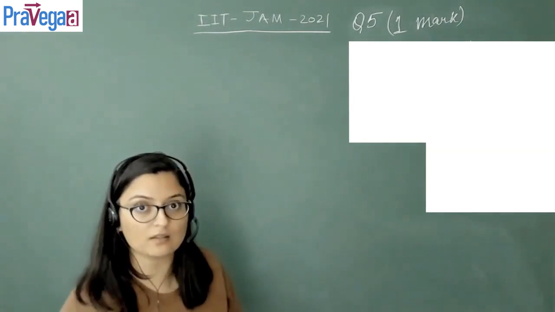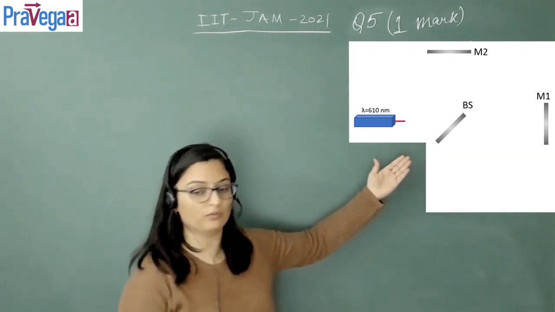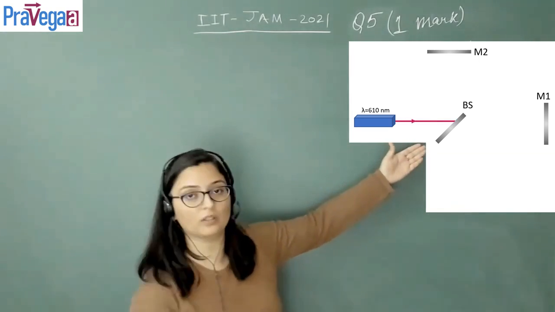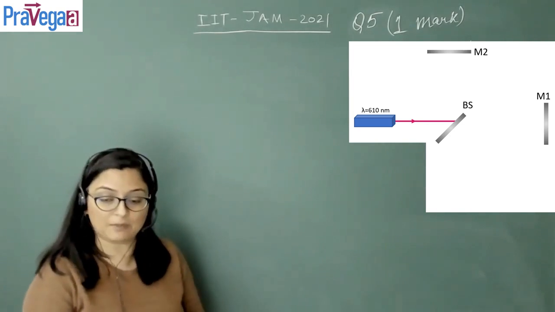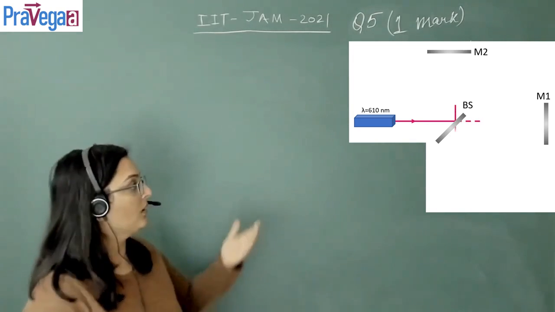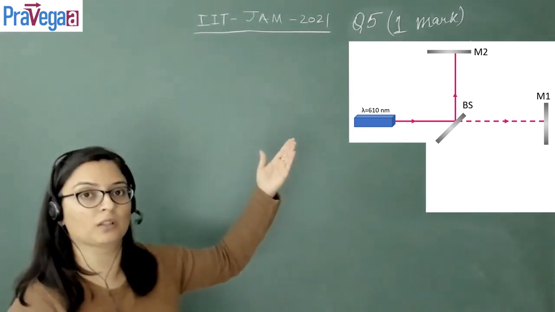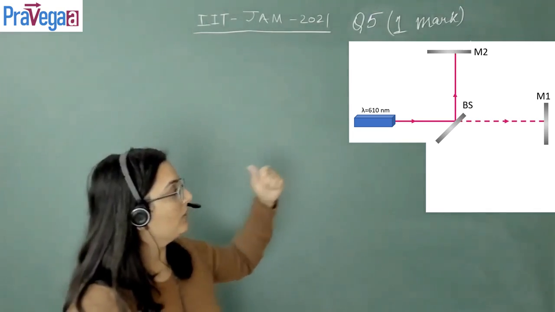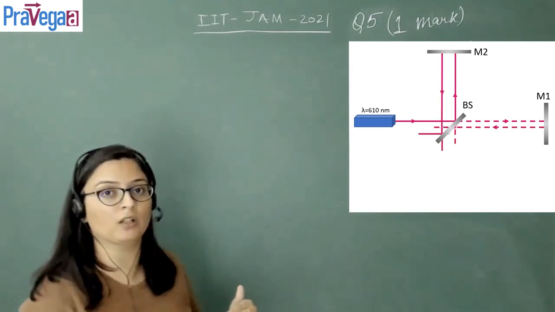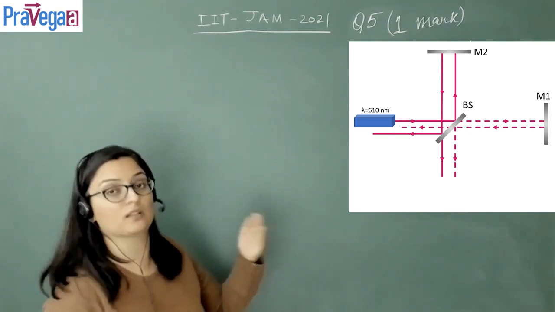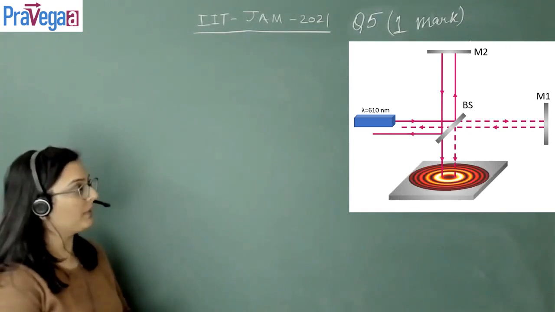So what actually is a Michelson interferometer is the laser comes over here and it passes through the beam splitter. So beam splitter, as the name suggests, splits the beam into two parts. One goes to the mirror M1, the other goes to the mirror M2. And when they are reflected back from the mirrors M1 and M2, this beam splitter recombines both the beams to produce some interference pattern.